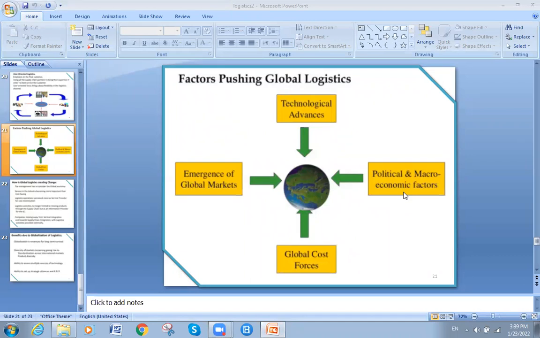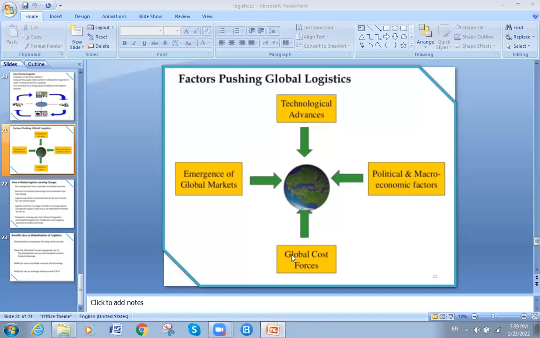Macro and micro. The macroeconomic is the aggregate on the level of the whole country. When we say, as an example, the wood in a jungle, this is macro. But one tree is cut and shifted to some place, this is micro. So the macro is the whole aggregate economy. So this is also another point that is pushing or affecting the global logistics systems.